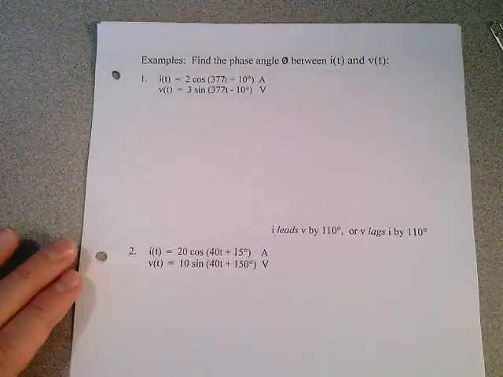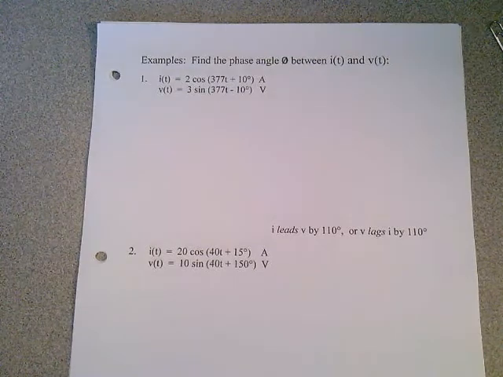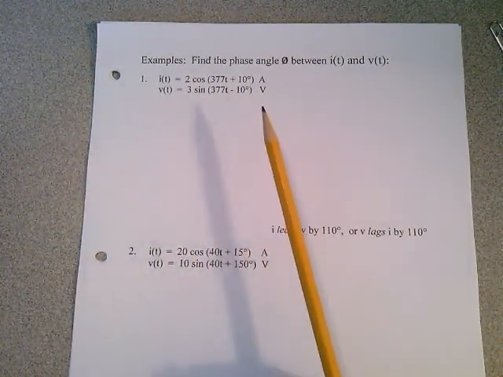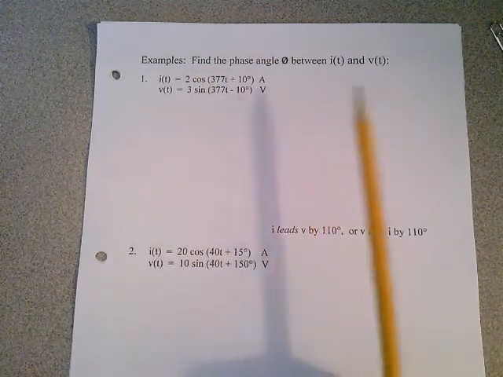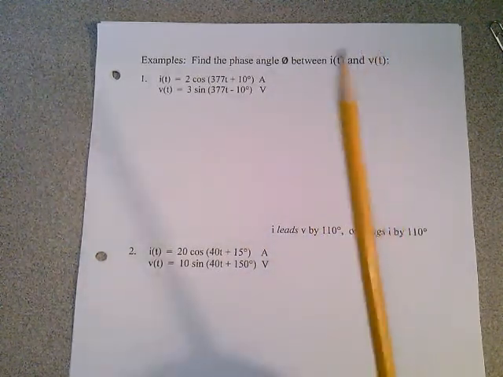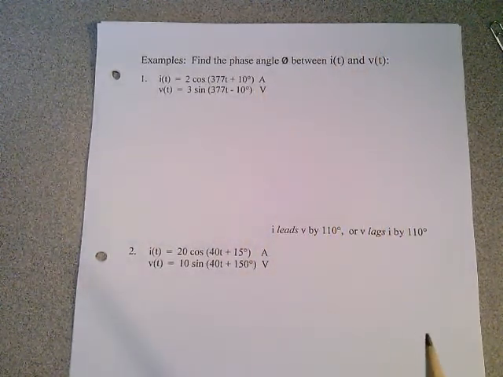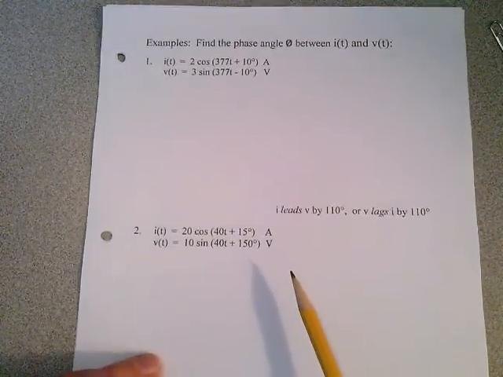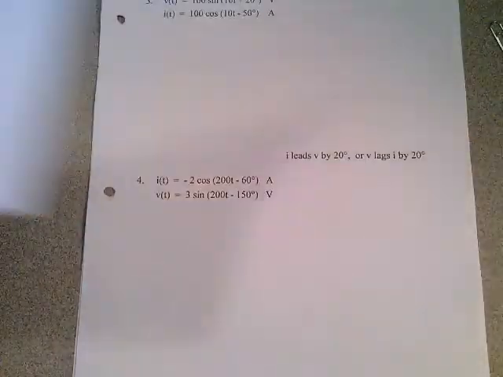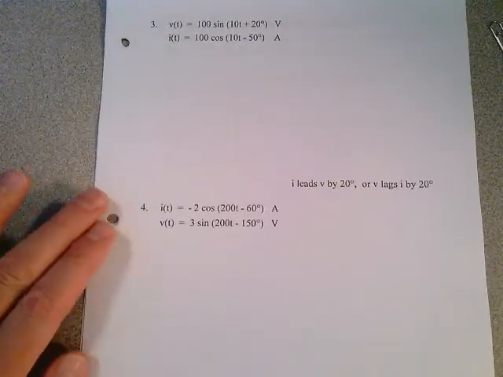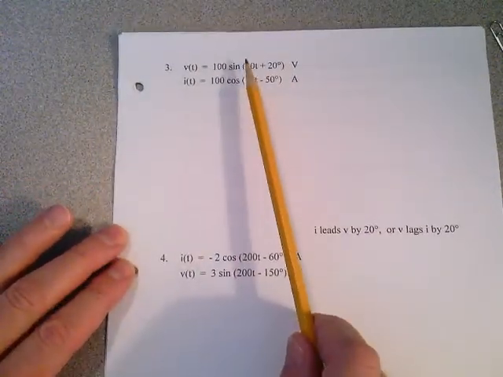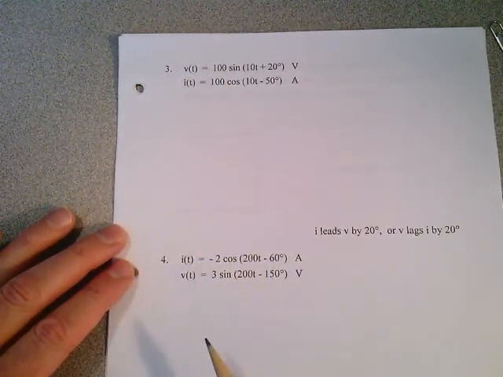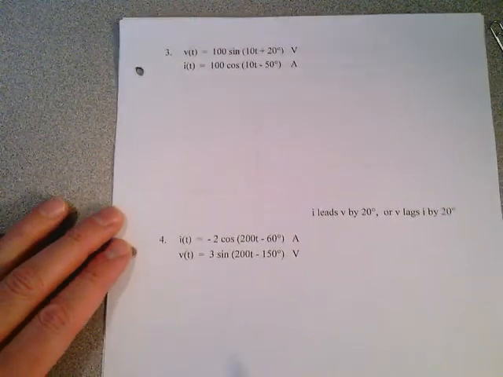There are 4 examples I have here, and I'd like you to go ahead and find the phase angle phi between the current and the voltage. For example, number 1, between the current and the voltage. And example number 2, I'll give you the answers here, between the current and the voltage, or the voltage and the current. Example number 3, and between the current and the voltage, or the voltage and the current. In example number 4.